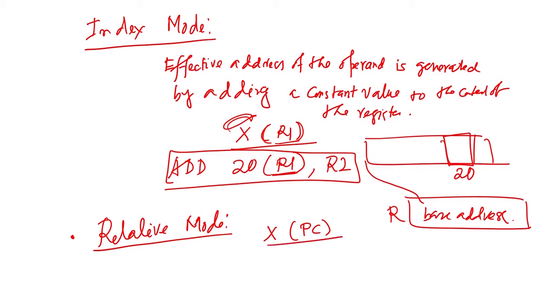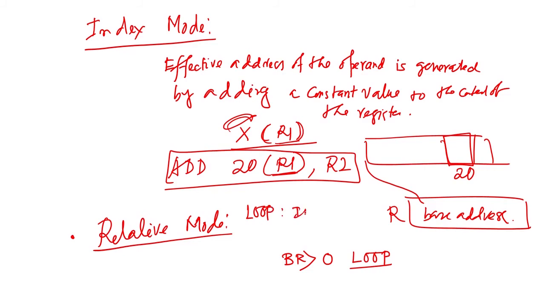Okay. So, let us say in assembly language we write branch greater than equal to 0, then you go to the label loop. Say loop is somewhere here, let us say INC R1, so you wrote it here. So, whenever this branch greater than equal to 0 is encountered, then you jump to the location loop. So, where will it go? It is the relative mode.